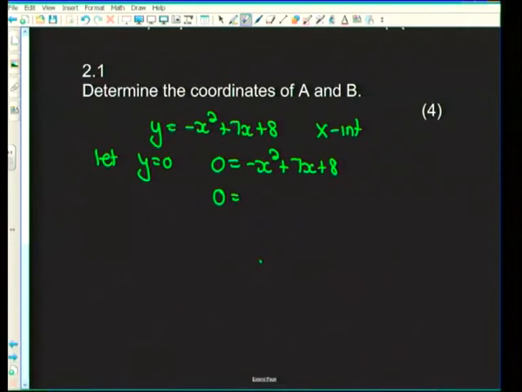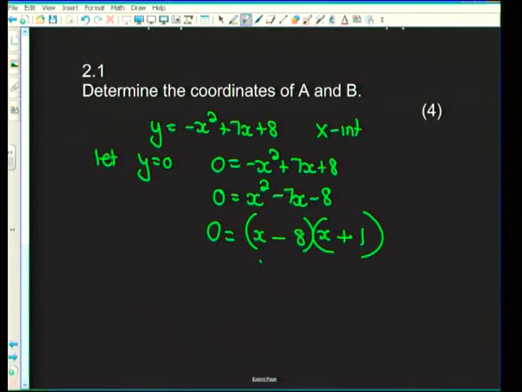Just easier to get your signs right and everything. So we would say 0 equals, because what I'm doing in effect is multiplying every single term by negative 1. It's going to be x squared minus 7x minus 8, which means our factorization becomes relatively easy. We know it will be an x and an x, an 8 and a 1, a minus on the 8 and a plus on the 1. So we know that the x will equal 8 or the x will equal minus 1.